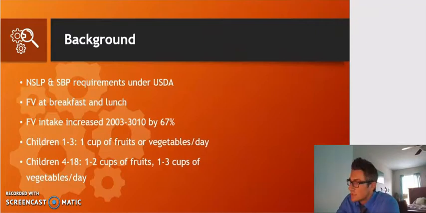The Centers for Disease Control reported that for children 2 to 18 years old, fruit and vegetable intake increased 67%. However, the average is still below the recommendations. So you can see between the years of 2003 to 2010, they increased intake by 67%. However, the overall intake is still well below recommendations.